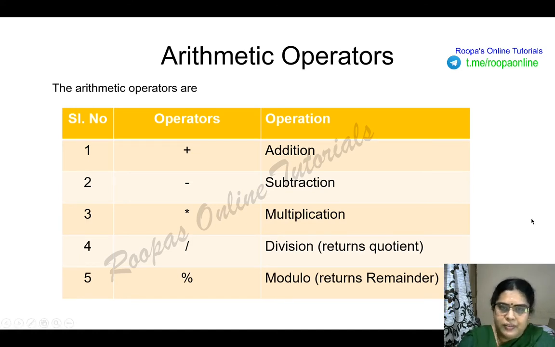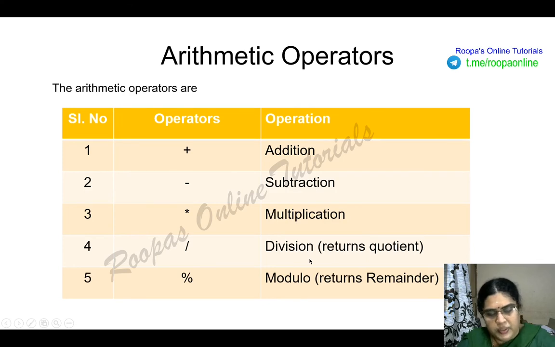So you have the plus for addition, minus for subtraction, and then the asterisk, which is for multiplication, and this is your division symbol, the quotient. It is next to your shift symbol on the keyboard. And then modulo, the percentage symbol, which is on the number 5. That is known as the modulo operator, and it returns the remainder.